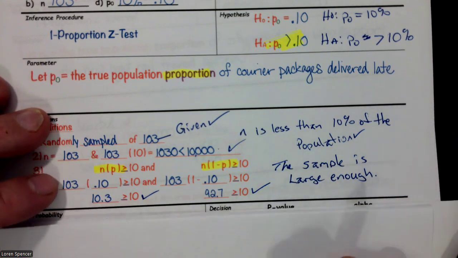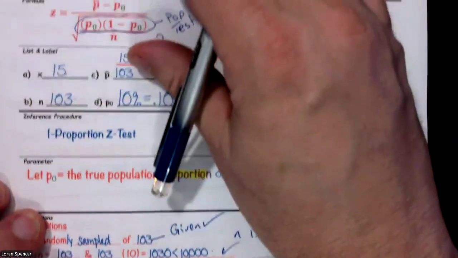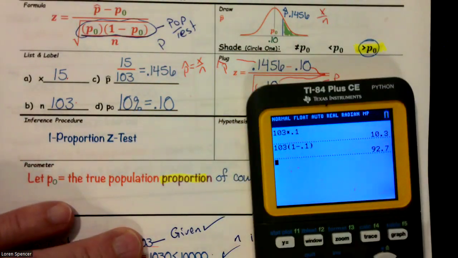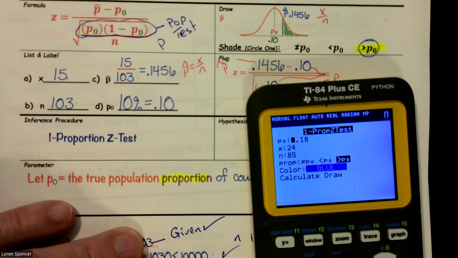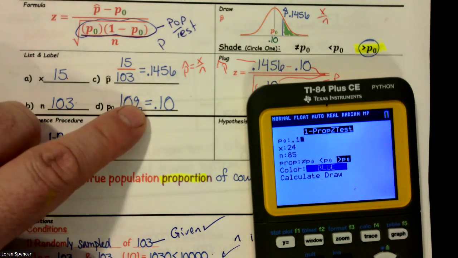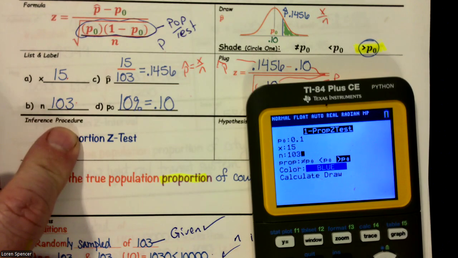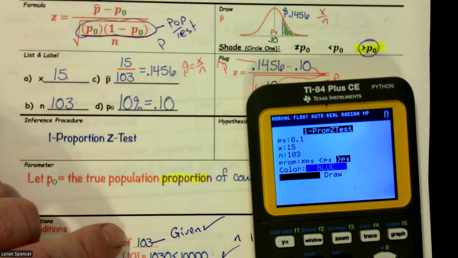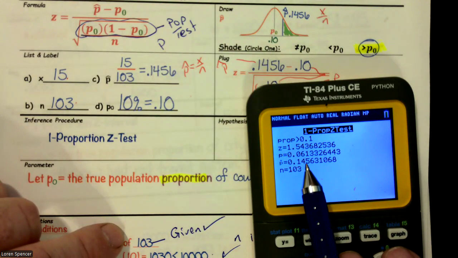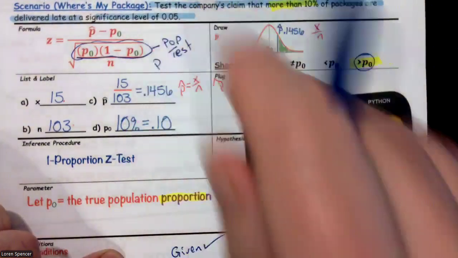Okay, so we've done all that work. Let's go ahead and run this test. We've already done all the hard part. Let's run it and find out what happens. So STAT, TESTS, drop down to number 5, 1-PropZTest. All right, the claim was 10%. The x was 15. The n is 103. And we said greater than, so we need to be consistent. And I get 0.06. Now remember, we're comparing it to an alpha of 0.05.